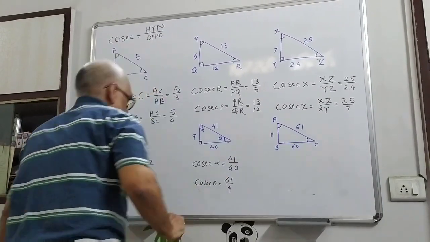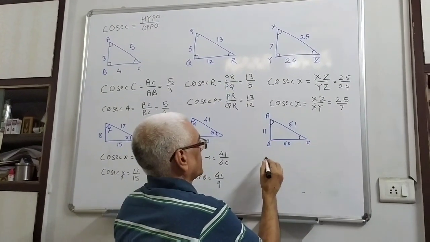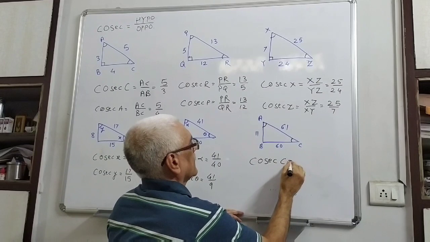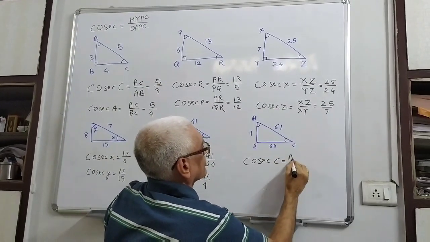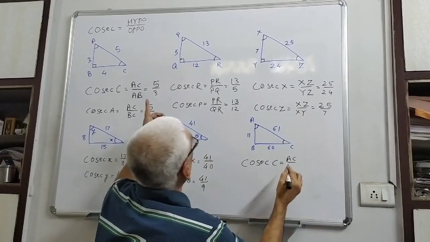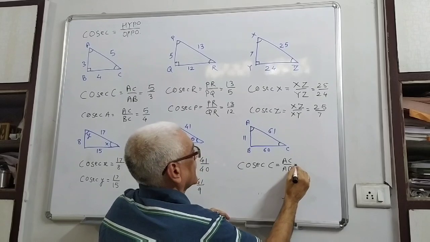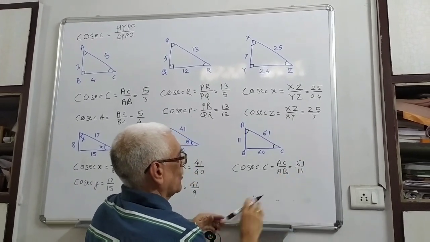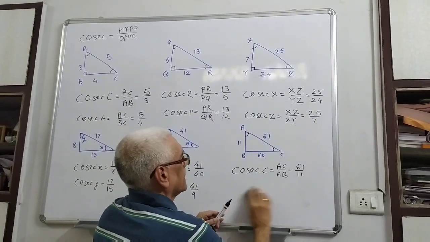Now in this triangle, if you consider cosec C is equal to, we want hypotenuse. Hypotenuse is AC upon the opposite side. Opposite to C is AB. AC is 61 and AB is 11. So the value of cosec C is equal to 61 upon 11.